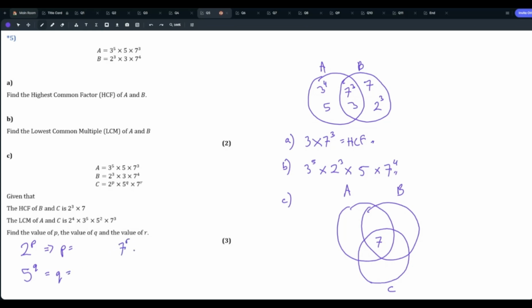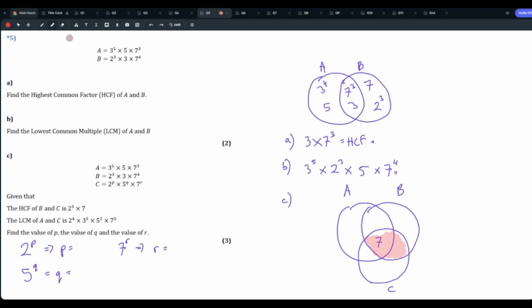Then it's 7 to the power of R. Okay, so they have a 7 in common. So let's look at this HCF of B and C. It's 2 to the power of 3 times 7. Now the HCF of B and C is this part. I know that includes an A, but if we talk about the HCF of B and C, that will be that part.